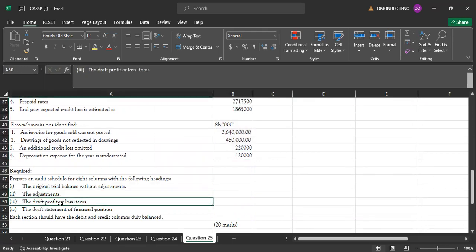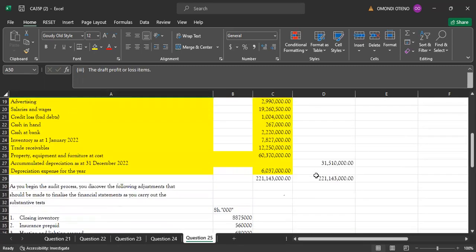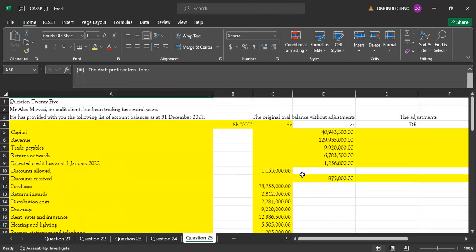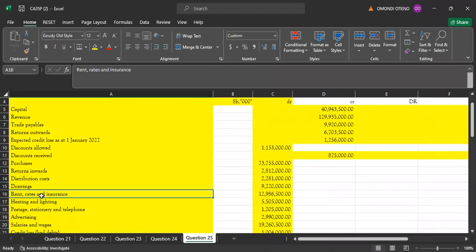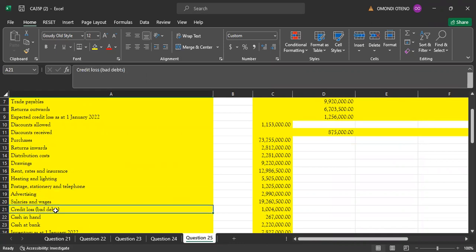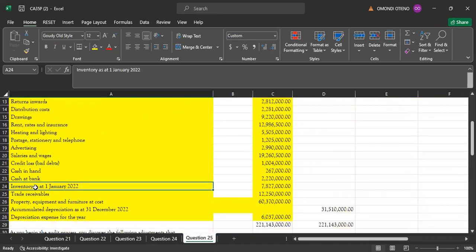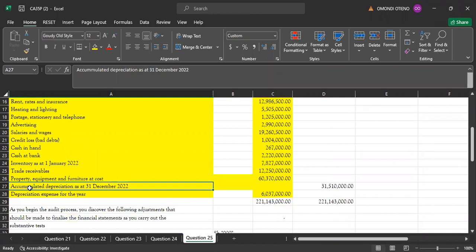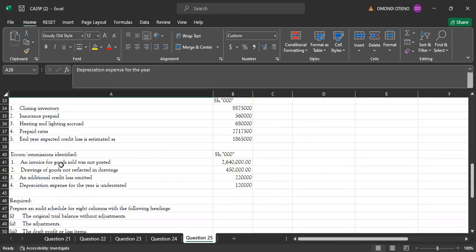You now move to Roman 3, a draft profit or loss statement. You basically now know very well that revenue is on the credit. So just look for the statement of comprehensive income items which I'm able to see. I have my revenue, return outwards, discount allowed, discount received, purchases, returns inwards, distribution cost, drawings, rent and rates, heating and lighting, postage, stationery and telephone expenses, advertising, salaries and wages, credit loss, that is the bad debts, so that's an expense. Then we also have inventory. You know how to treat the inventory in the profit and loss. Then, of course, accumulated depreciation does not appear there, but depreciation expense has a space there. That is what you need to do.